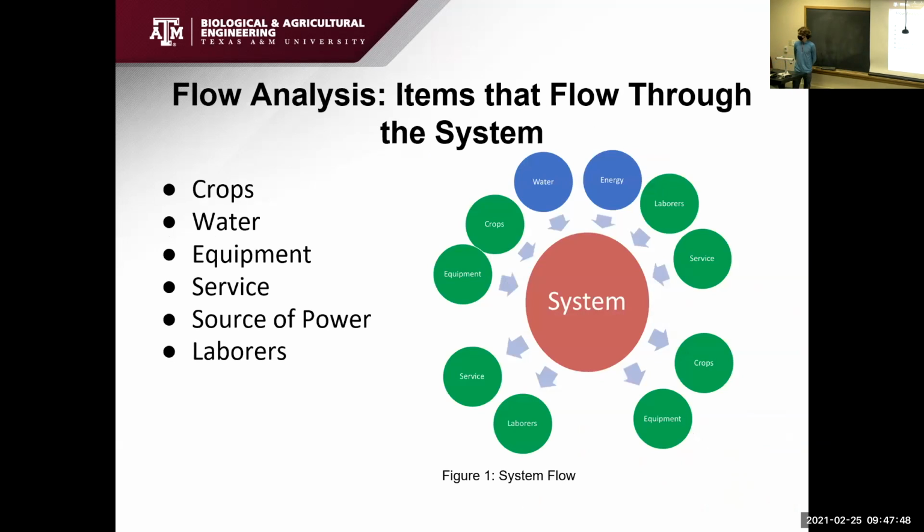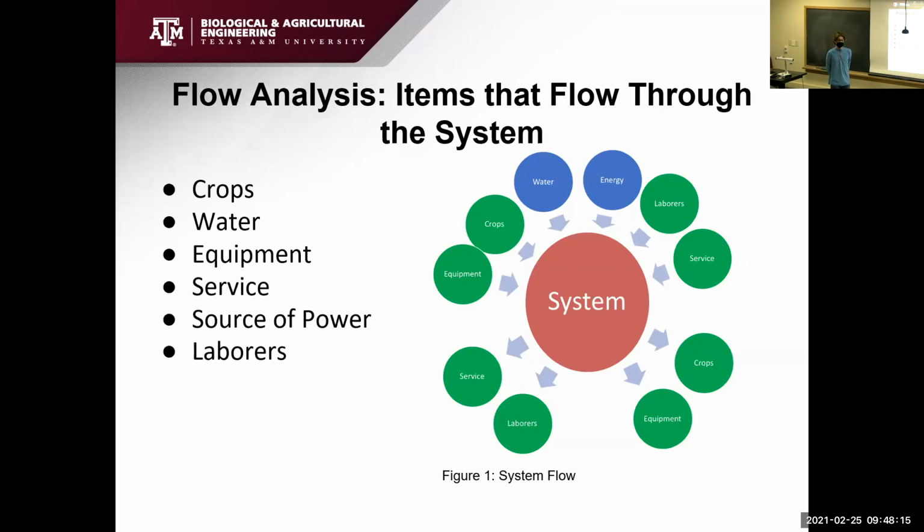Now, flow analysis and items that flow through the system. Here we have crops, water, equipment, service, source of power, and laborers. And we can see how some of them will flow into the system and only some of them will flow out. Now, let's get into depth with crops. In crops, we have corn, we have cotton, we have milo. An example of how one of these crops would flow through the system can be seen with cotton.